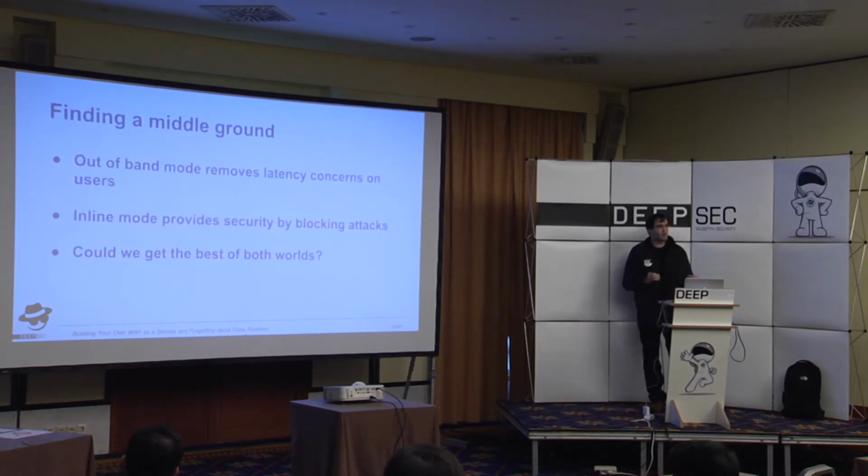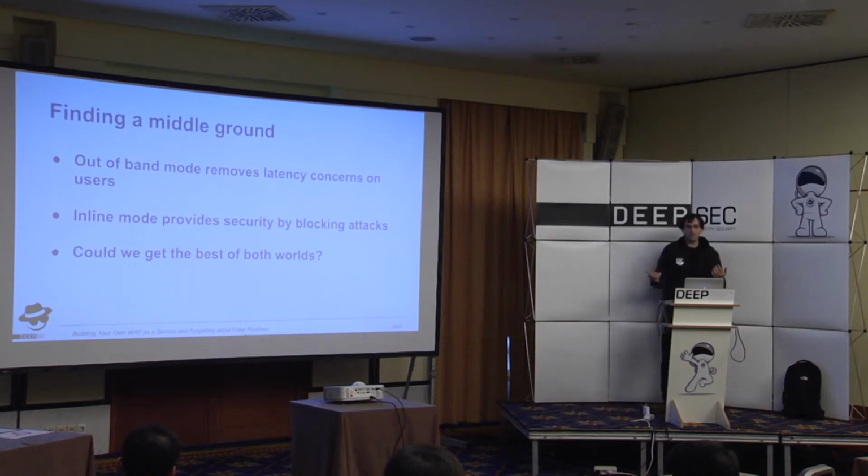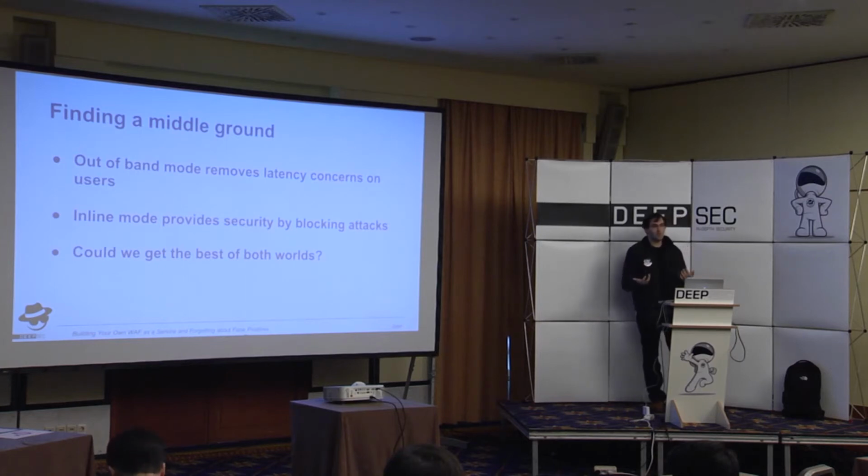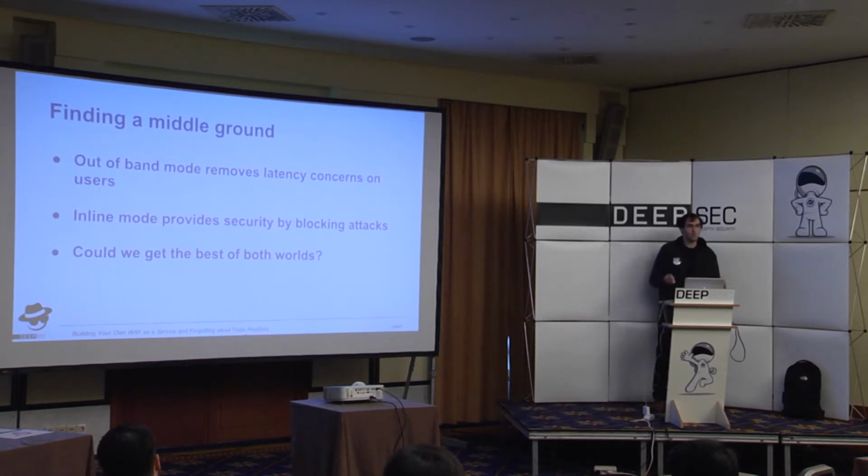And this was a bit about finding a middle ground. So the out-of-band would remove the latency concerns, but we need some kind of inline possibility, so we are able to actually block on every single attack. And this is the question, how can we get the best of both worlds? So we can block, but not affect our customers with false positives or add latency.